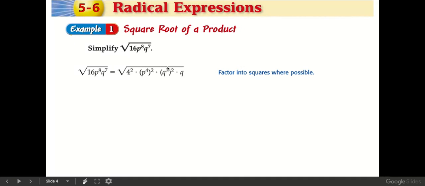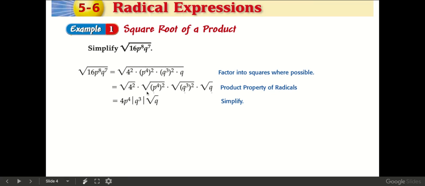But if you notice, I have a perfect square right there. And why would I want a perfect square? Because now I can break them apart. Using the product property for radicals, I know that if all of these things under the radical are multiplied together, I can multiply them with their own separate radicals. So the square root of 4 squared is just 4. The square root of p to the 4th squared is just p to the 4th. The square root of q to the 3rd squared is just q to the 3rd.